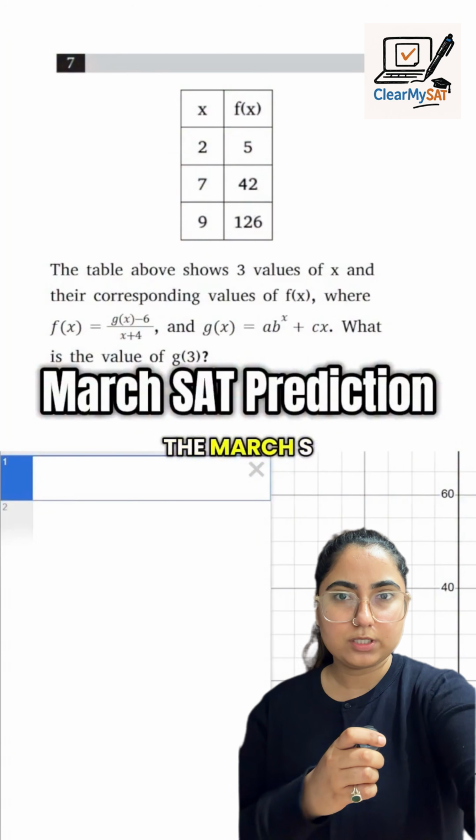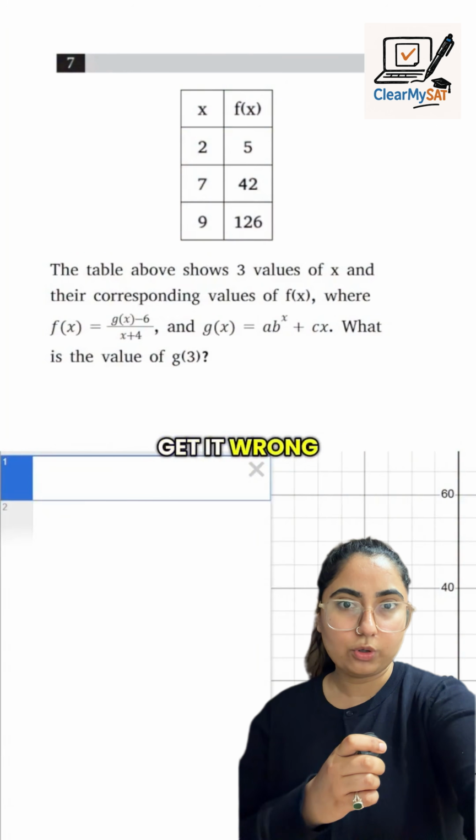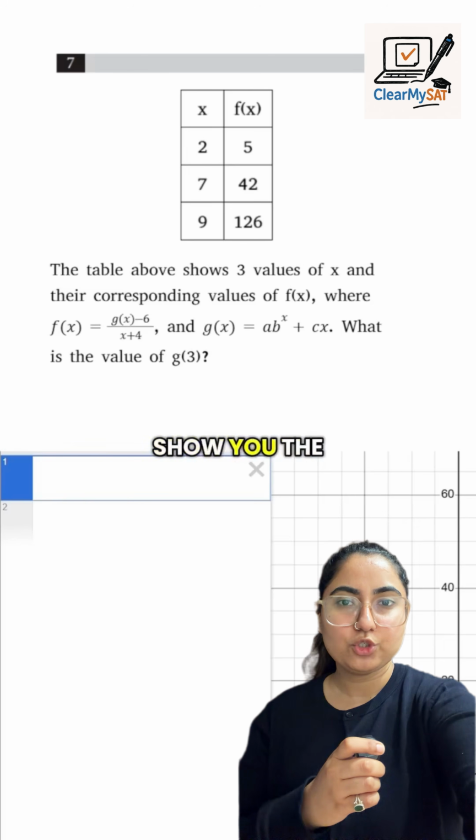If you saw this question on the March SAT, I can almost guarantee you that you would either get it wrong or waste way too much time solving it. So let me show you the easiest way to do it.